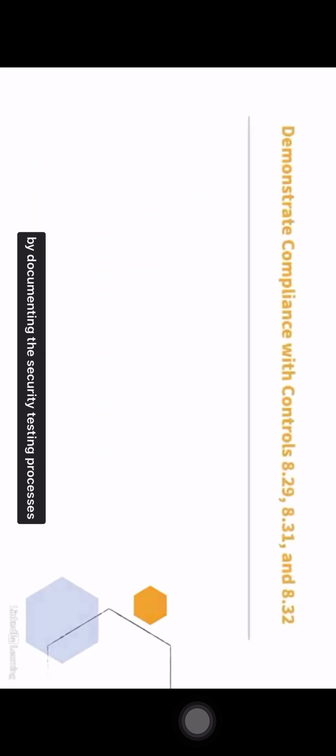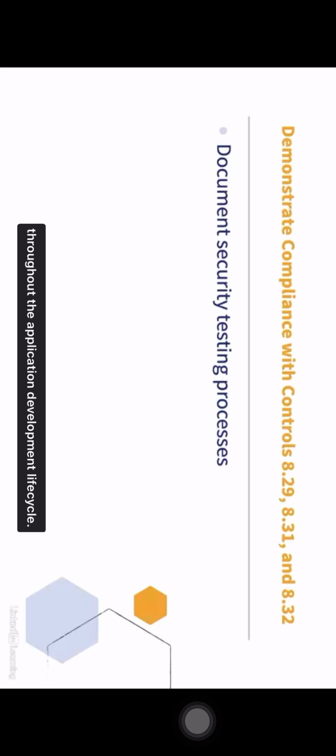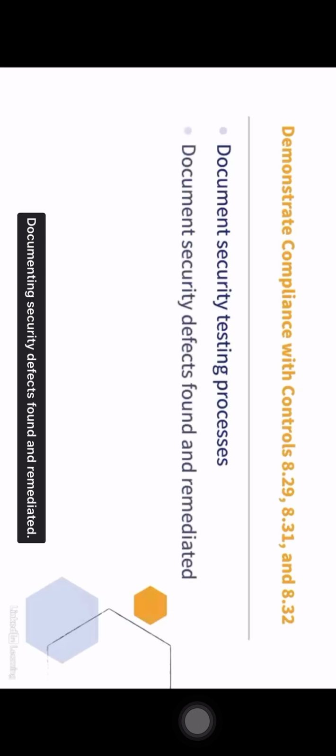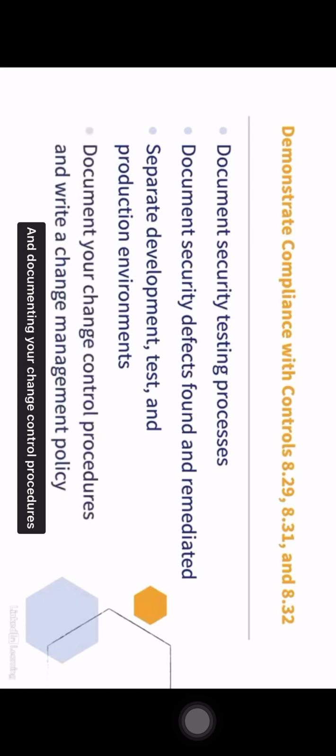You can demonstrate compliance with these controls by documenting the security testing processes your organization follows throughout the application development lifecycle, documenting security defects found and remediated, logically or physically separating development, test, and production environments, and documenting your change control procedures and writing a change management policy.